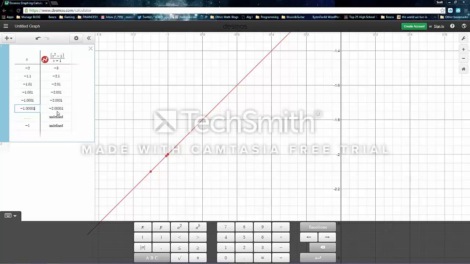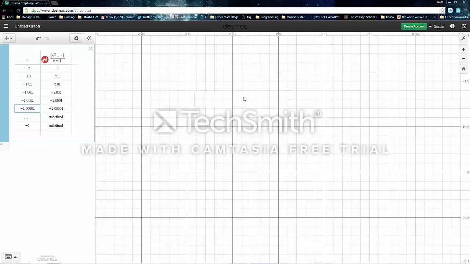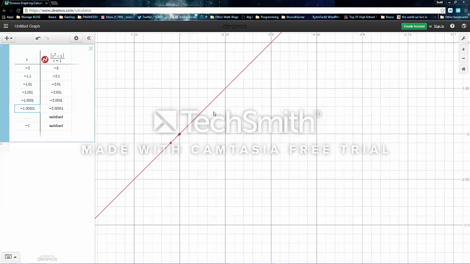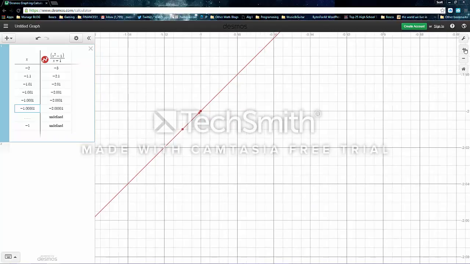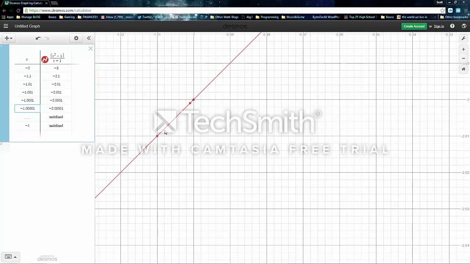So what's happening? It's getting closer and closer and closer to negative 2. So as x approaches negative 1, the function is approaching negative 2. It's not actually ever reaching there. If we zoom way in, it'll never actually reach there. But these dots are getting closer and closer and closer. It's too fine of a distance here. It's getting closer and closer to negative 2. Notice there's no negative 2.